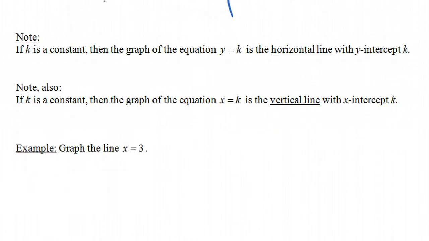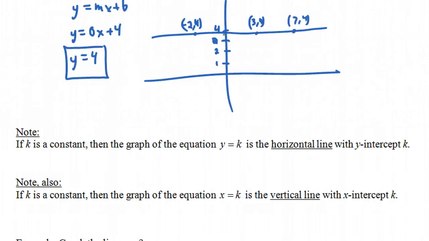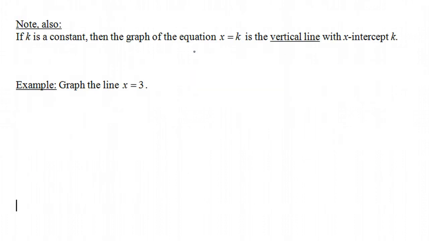Okay, now, let's make a note here. If k is a constant, then the graph of y equals k is a horizontal line with y-intercept k. Notice this one had a y-intercept of 4 here. Okay, also, if k is a constant, then the graph of x equals k is a vertical line with x-intercept k.